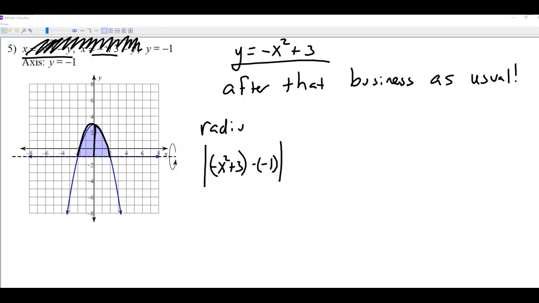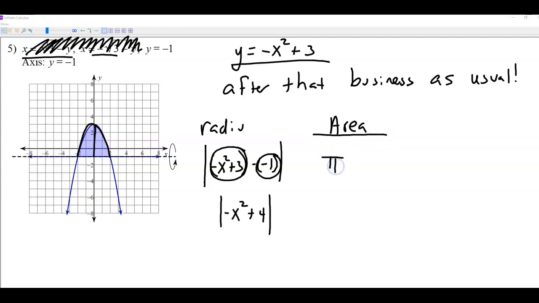Right? And you could simplify this if you want to. Or you could just stop now and call this y1 on your calculator and this y2 on your calculator. Next, we're going to find our area. The area is going to be pi times the radius squared. And my radius is negative x squared plus 4.